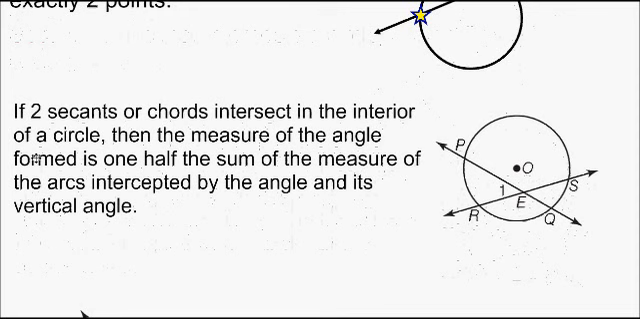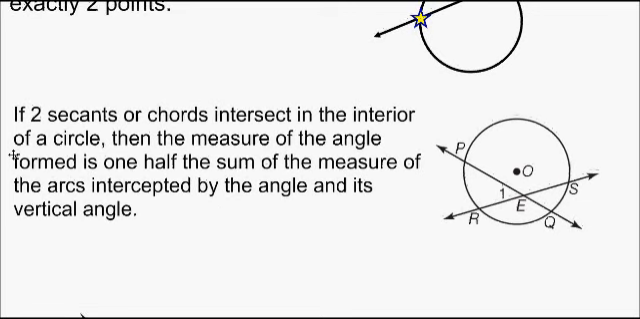This theorem says that if you have two secants or chords that intersect in the interior of a circle, then the measure of the angle formed is 1/2 the sum of the measure of the arcs intercepted by the angle and its vertical angle. So right in this diagram, you can see that angle 1 is labeled for you, and its vertical angle is right here. I'm going to put a red dot at its vertical angle.